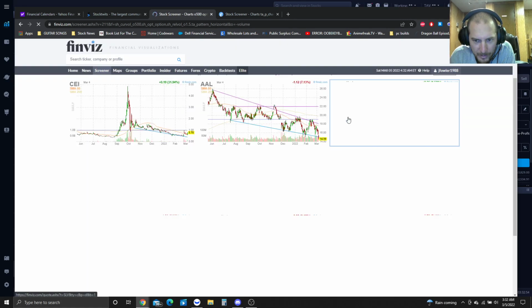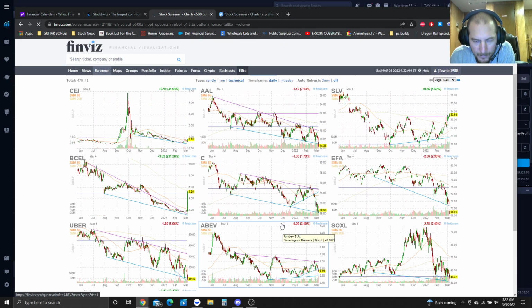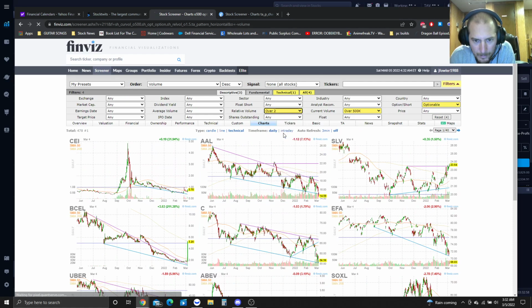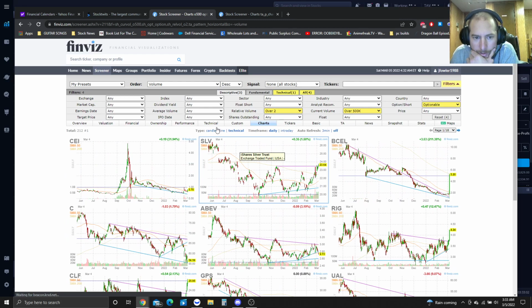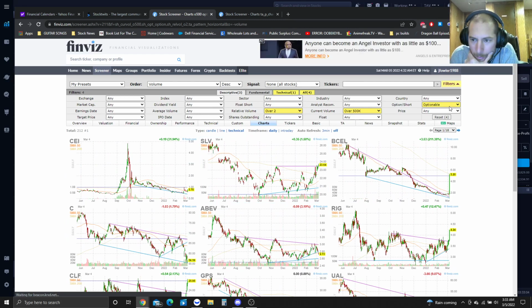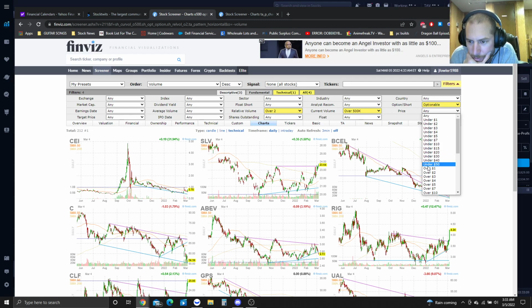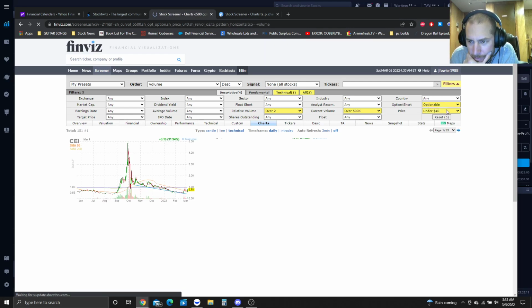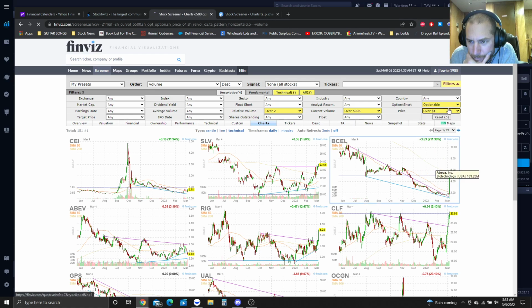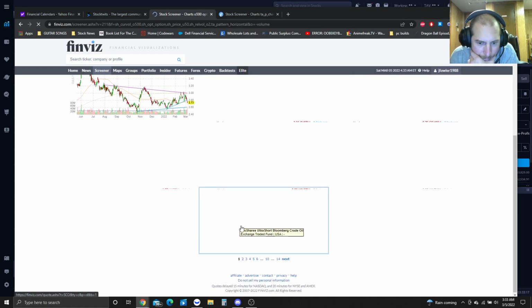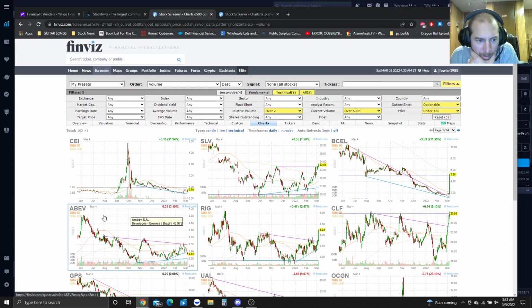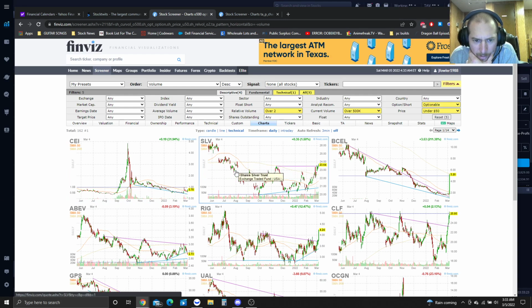Trying to just narrow down the results here. 40 pages. Okay, 18 pages, that's pretty decent. Now, optionable, we could do price under 50 maybe? There we go, 14 pages, not bad. SLV, silver looks pretty good.